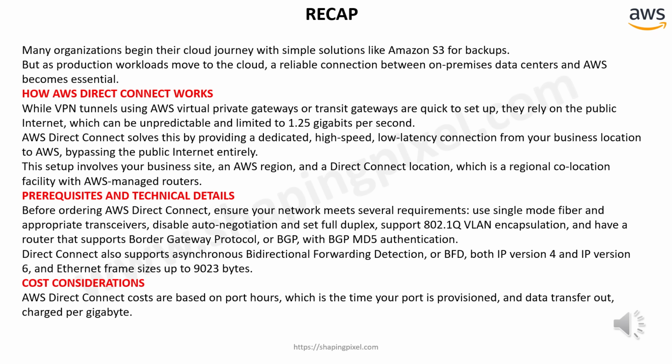Before ordering AWS Direct Connect, ensure your network meets several requirements. Use single-mode fiber and appropriate transceivers. Disable auto-negotiation and set full duplex. Support 802.1q VLAN encapsulation, and have a router that supports Border Gateway Protocol, or BGP, with BGP MD5 authentication. Direct Connect also supports asynchronous bidirectional forwarding detection, or BFD, both IP version 4 and IP version 6, and Ethernet frame sizes up to 9023 bytes.